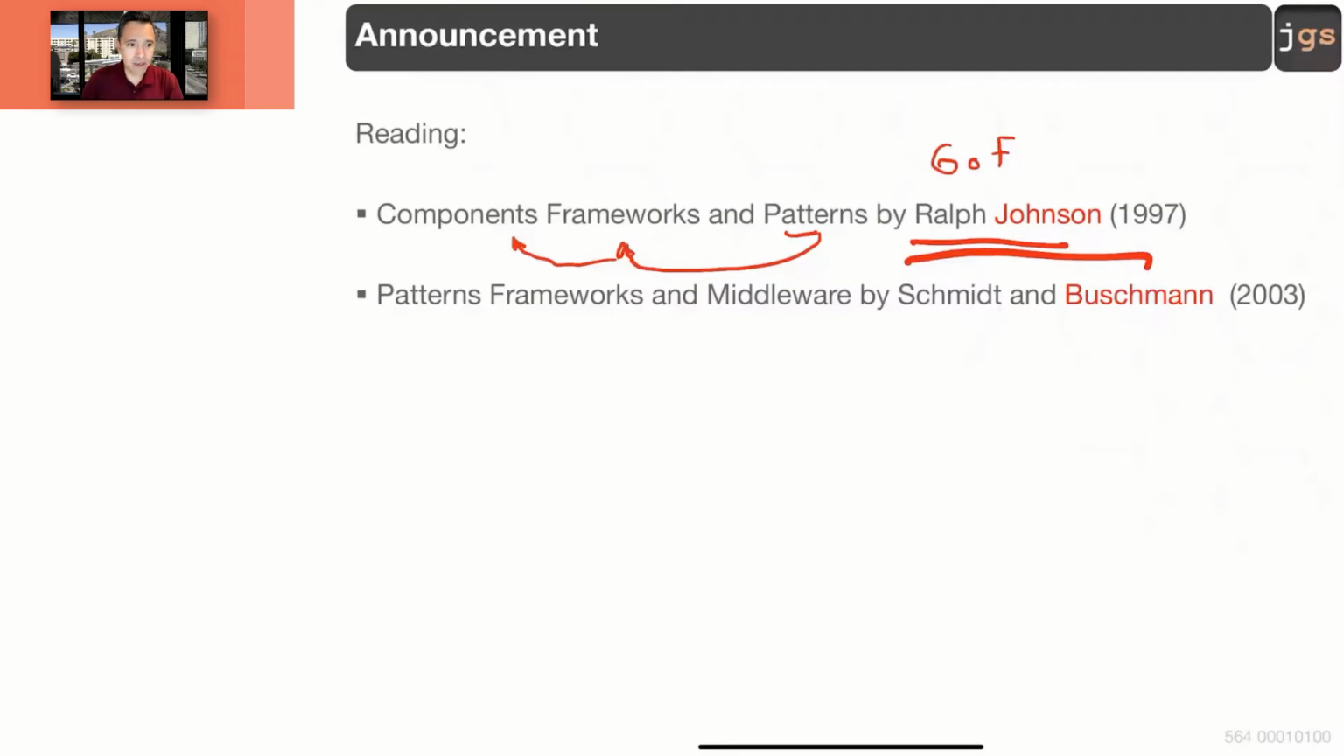Okay. So reading, please, Johnson, this paper about component frameworks and patterns, homework number 1. Homework number 2, also, I am asking you to read another similar paper, a little bit newer, frameworks, patterns, and middleware. What is that? And the author is, well, one of the authors, this guy. A little bit harder, but do you recognize the name? Anyone?